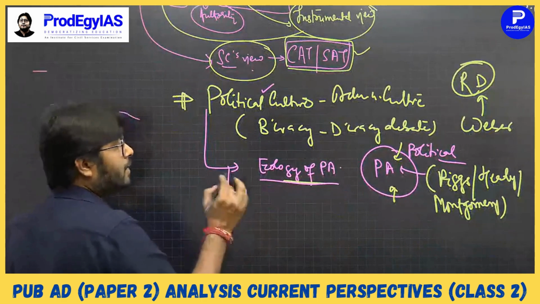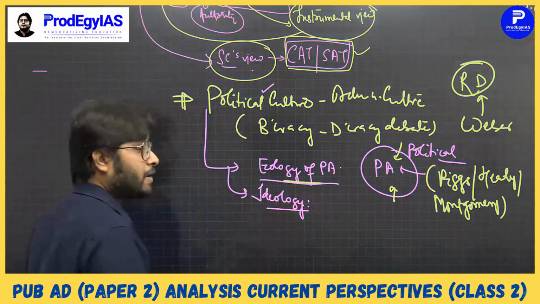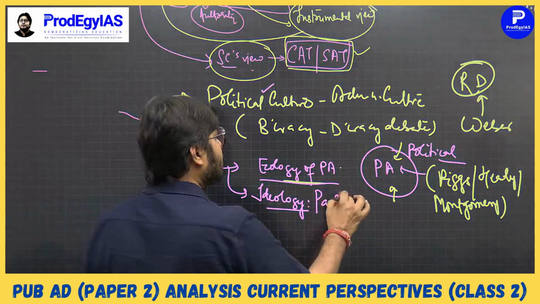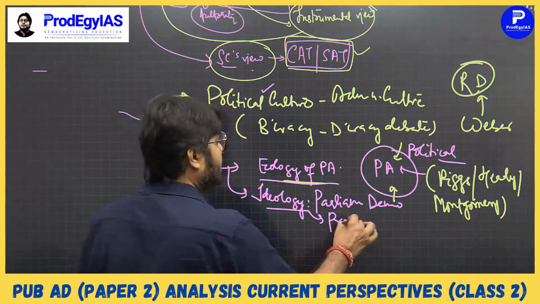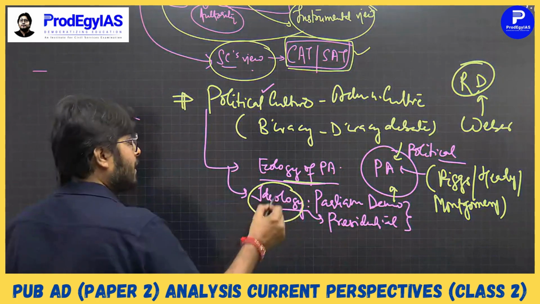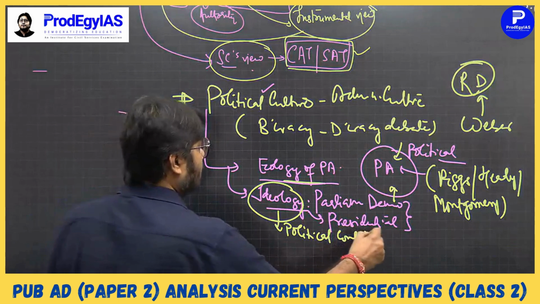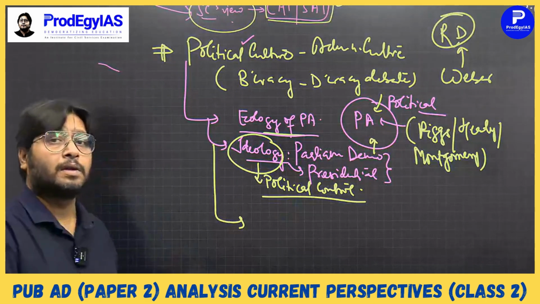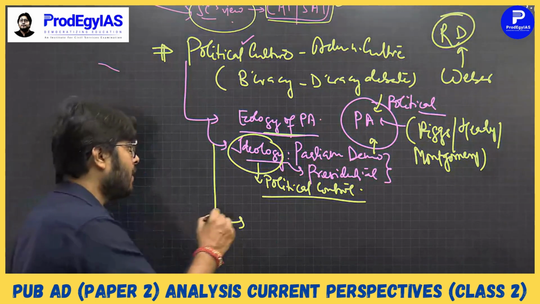Secondly, the ideology. The other aspect that should be reflected in the answer is the ideology. What is the ideological perspective of a parliamentary democracy, or even the presidential form, it doesn't matter? The general ideal is that there must be political control. Fine. So this also somewhere determines the administrative culture, or the behavior of the administration that emerges over a period of time.